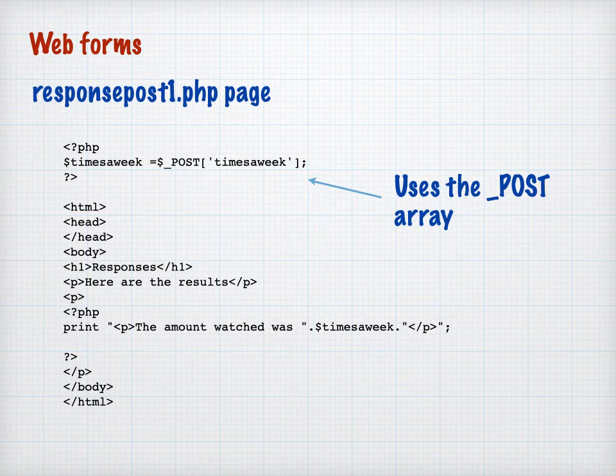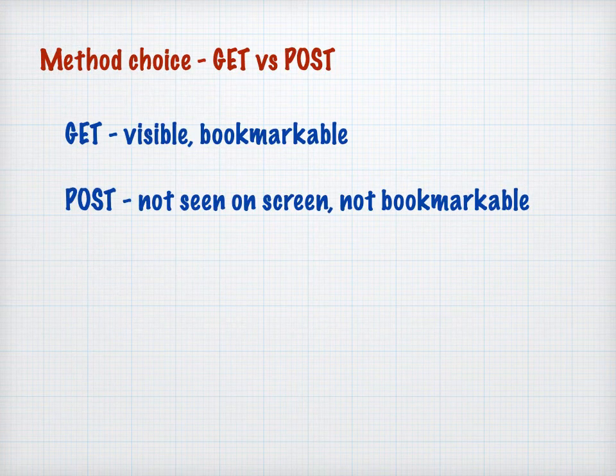So what are the actual differences here? Well, with get, we know that the values are visible on screen. And what that actually means is that we can see the values that are being passed through the URL. Now the side effect of that is that those values are bookmarkable. So we could, for example, do a search on Google and we could bookmark that search.